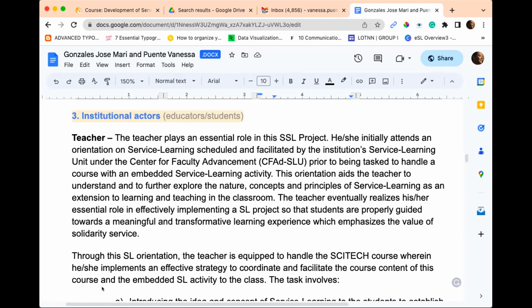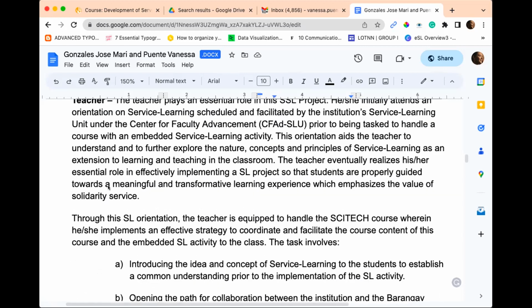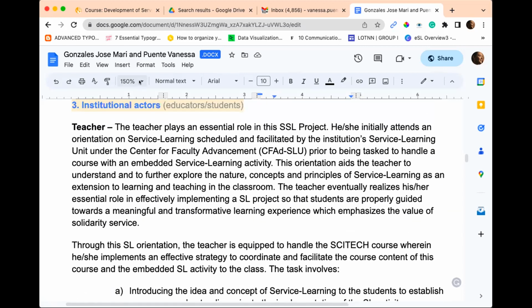And so who are the institutional actors for this particular SSL project? We have our teachers, who, as suggested by our tutor, and we have improved on this part, should be more knowledgeable about the nature of service learning before even implementing it, which we have emphasized also here in our proposed SSL project. And true to itself, we do have the service learning orientation that is provided to teachers.